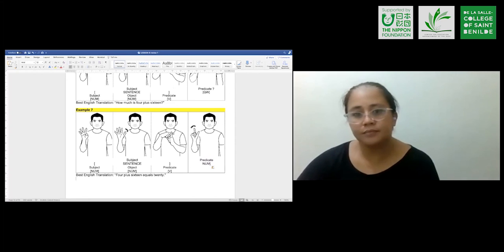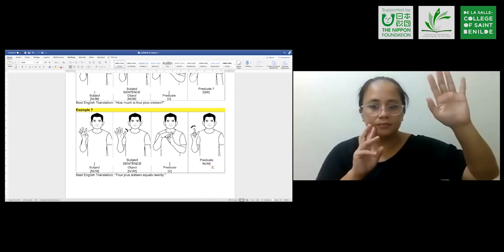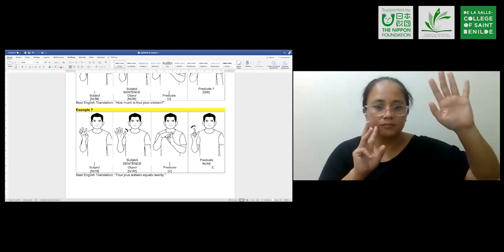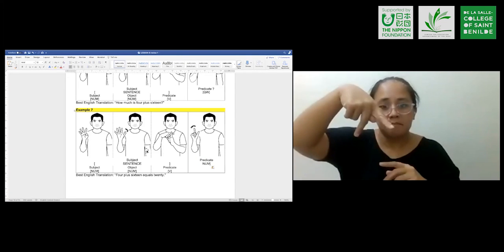So then close up the brackets around the predicate number under predicate.